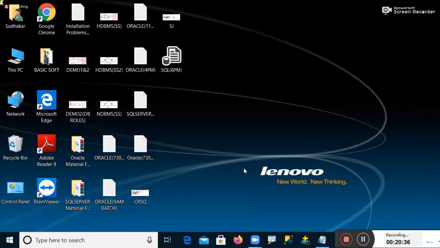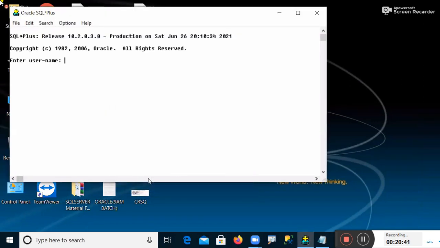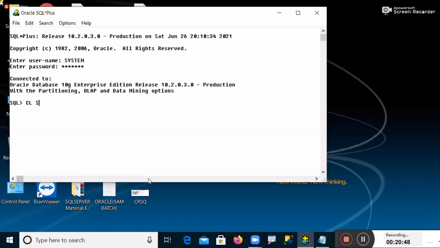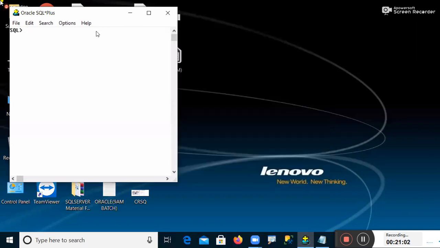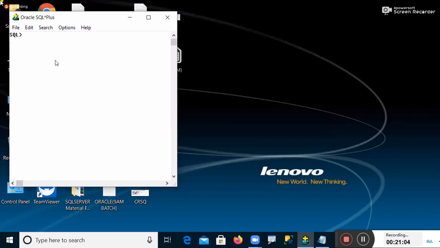Okay, so for my database connectivity, I'm opening one user here. I'm connecting with the system user. Now this is one user login. So, show user: who is this user? System.